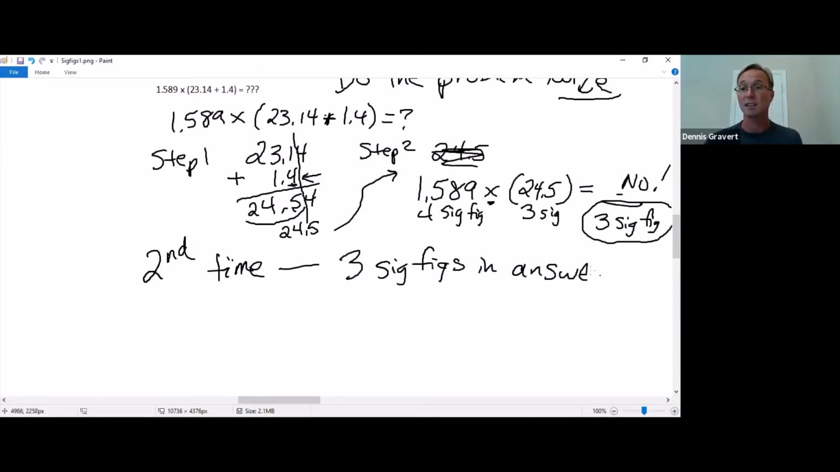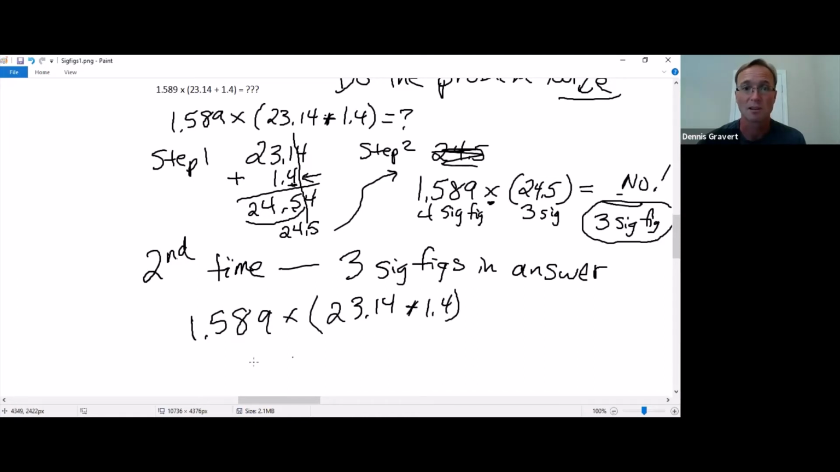Okay, so the first time we did it, that was just to figure out how many significant figures should be in our answer. Second time we're going to do it, we're going to say, okay, the number is 1.589 times, in parentheses, 23.14 plus 1.4. Well, get the calculator out, or trust my hand addition over here. If you look at the calculator, it will spit out 24.54.